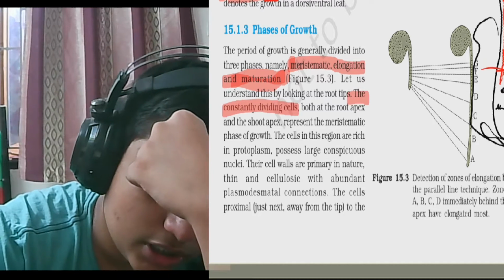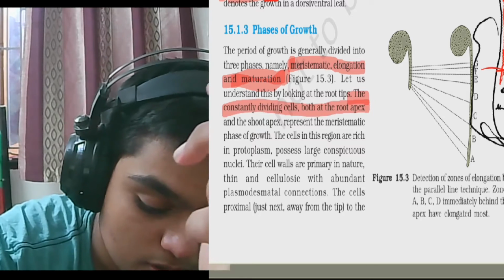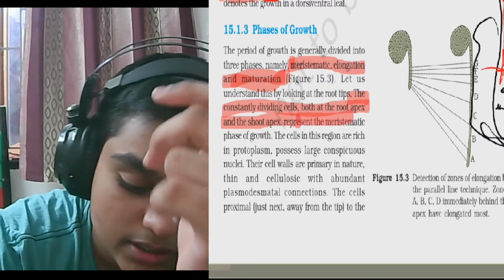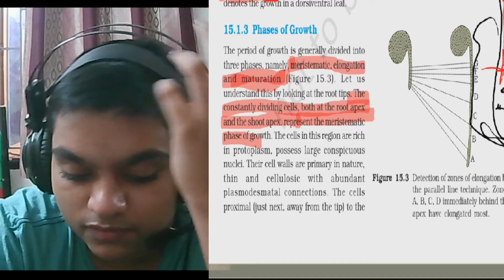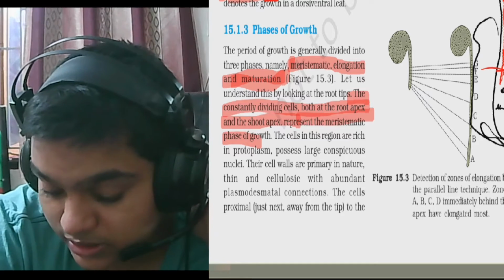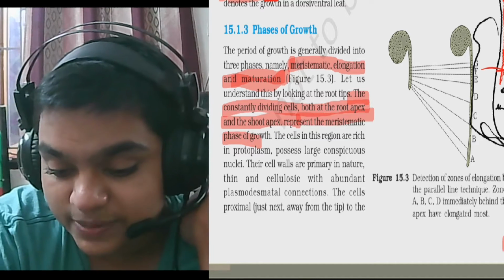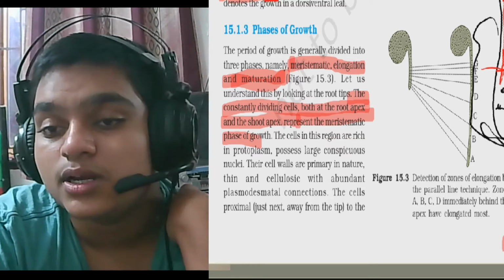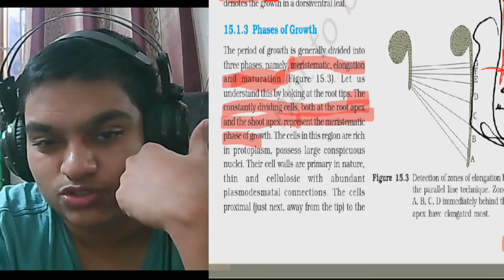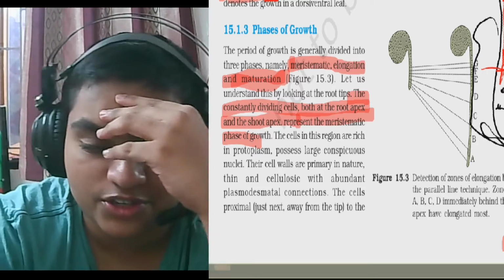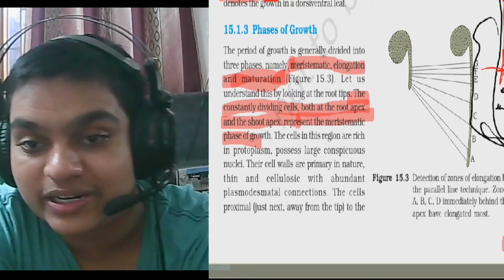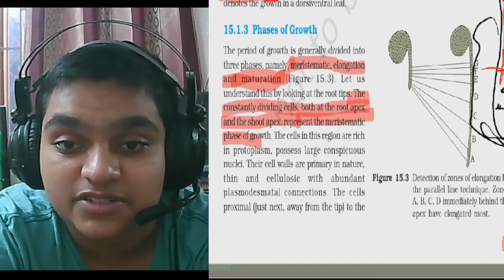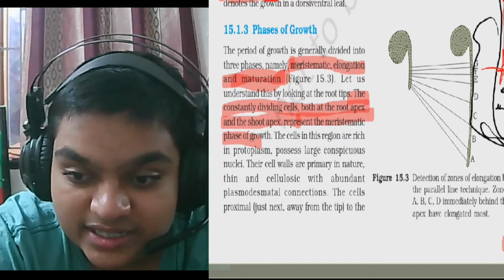The constantly dividing cells, both at the root apex and shoot apex, represent the meristematic phase of growth. These apices, the root apex and shoot apex, have the meristematic cells, so that is why they show the meristematic phase of growth. What we have told about the meristematic phase is that it is a rapid dividing phase. Why? Meristematic cells are present, that's it.